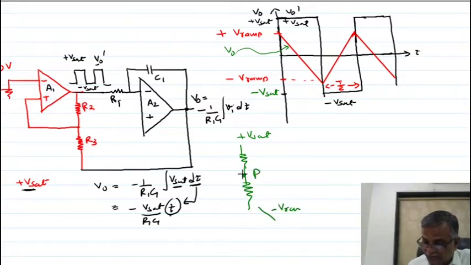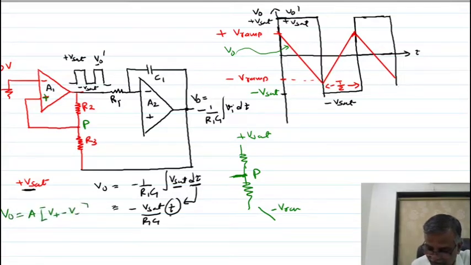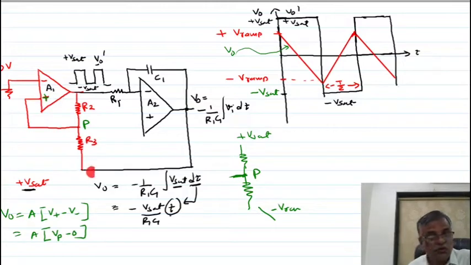So potential at point P is changing. As a result, potential at the plus terminal is changing. You know the equation of output voltage is gain multiplied by V plus minus V minus. So I can write gain into V plus, meaning Vp minus 0. This potential is continuously changing because this voltage is a negative ramp voltage. With time, this decreases.